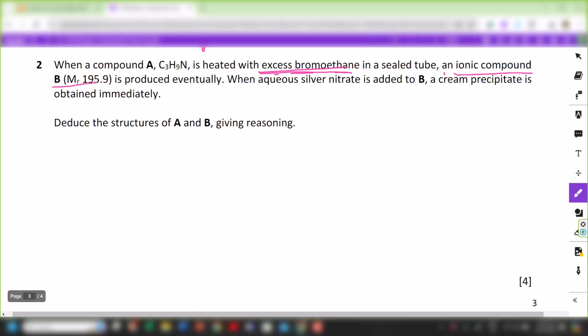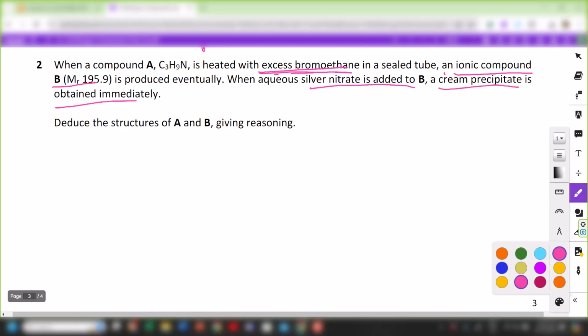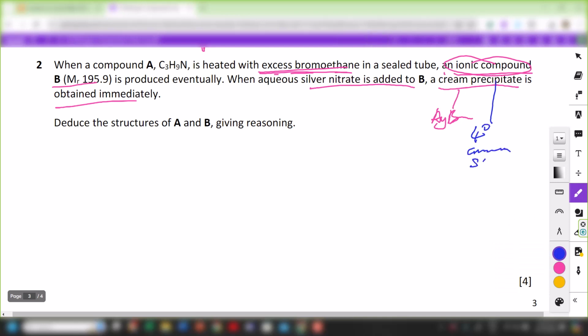So for this ionic compound, later on they said that aqueous silver nitrate is added and you get a cream ppt. So it tells you that what you are getting at the end of the day is likely to be a quaternary ammonium salt. Okay, so from here you can conclude that the precipitate is likely to be AgBr, and this ionic compound is likely to be a quaternary ammonium salt.